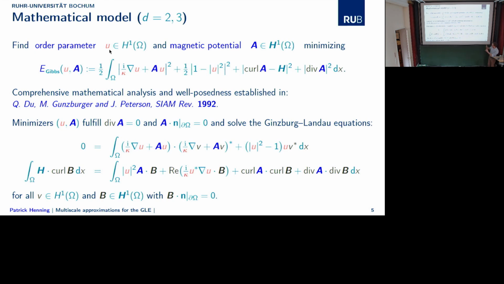I know when you see this for the first time, it's overwhelming and very hard to remember. But one thing before I continue, which is important, is that in this review article, it was already proved that once you find a minimizer, then the vector potential is always divergence-free, and it has a vanishing normal trace. So this is something that you know a priori.